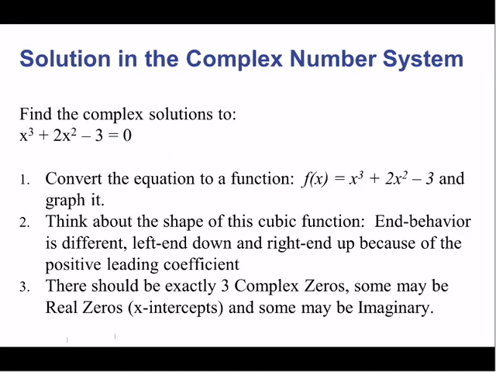So let's find the complex zeros to this function or this equation, x cubed plus 2x squared minus 3. The first thing I want you to do is convert it to a function, so f of x or y equals, and graph it. And think about the shape of this cubic function. What's the end behavior? It's different because it's cubic. Left end is down and right end is up because of the positive leading coefficient, which tells us by the fundamental theorem of algebra that there should be exactly three complex zeros. However, some may be real and some may be imaginary.